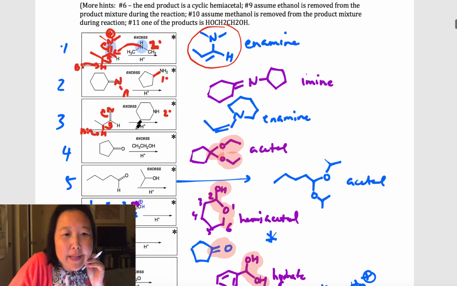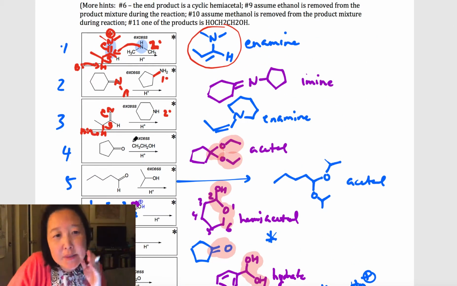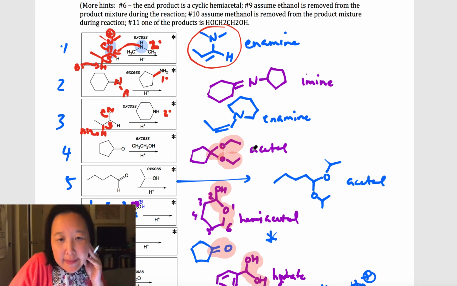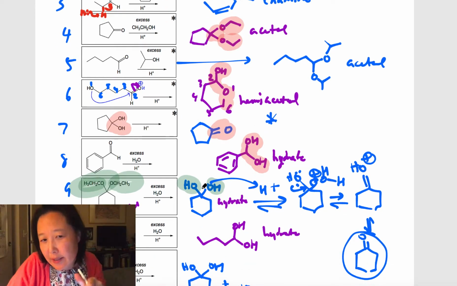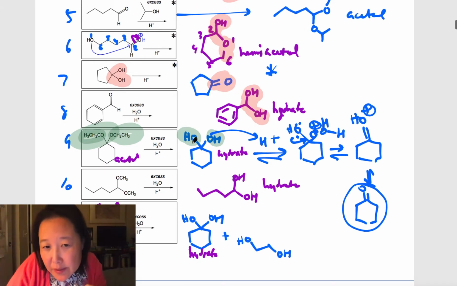So for example, I think you can see when we say excess, we want you to use multiple equivalents oftentimes. So you know you're going to get the acetal. But when you have the acetal and you're going back to the hydrate, sometimes there's a little bit of a question. Later you'll see that often we don't want the hydrate. We want the carbonyl group regenerated. And so here I drew a little scheme of how that happens.